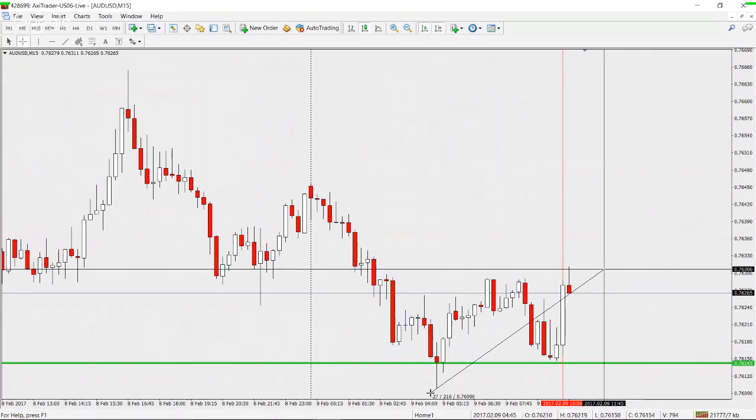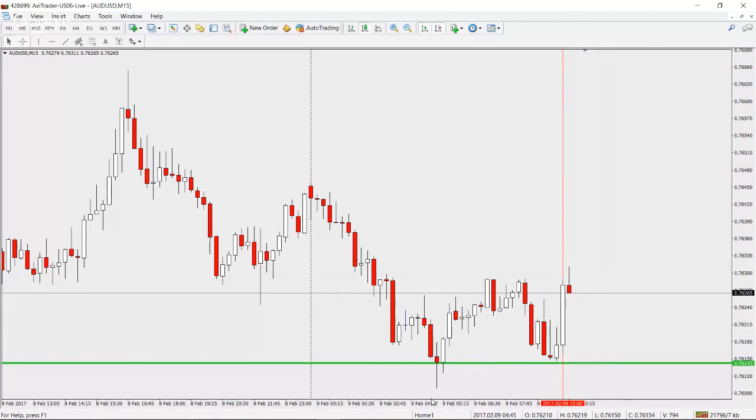But remember, on a 5-minute chart, it's like 22 pips of risk on this one. It's actually quite a bit for, sorry, a 15-minute chart. There we go, that's more like it. So it's 22 pips of risk.